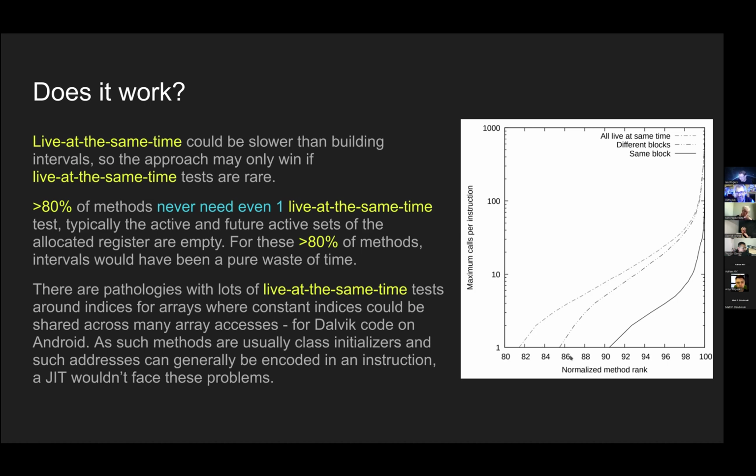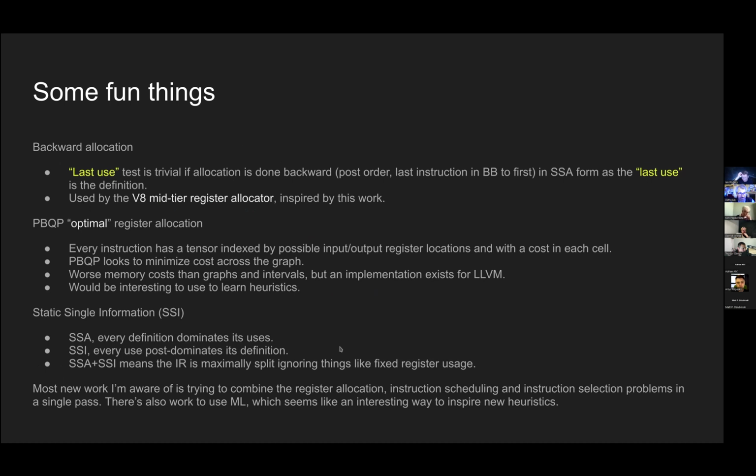But okay, some fun things. You saw that I kept doing this last use test because that's the thing which tells us we can unfree the register. Now, a nice property of SSA form is if we do everything post order from the end to the beginning, then we get to the definition after we've reached all of the uses. So if we allocate it at use rather than at definition, then our last use test just becomes, have I reached the definition? And this is a nice hack.